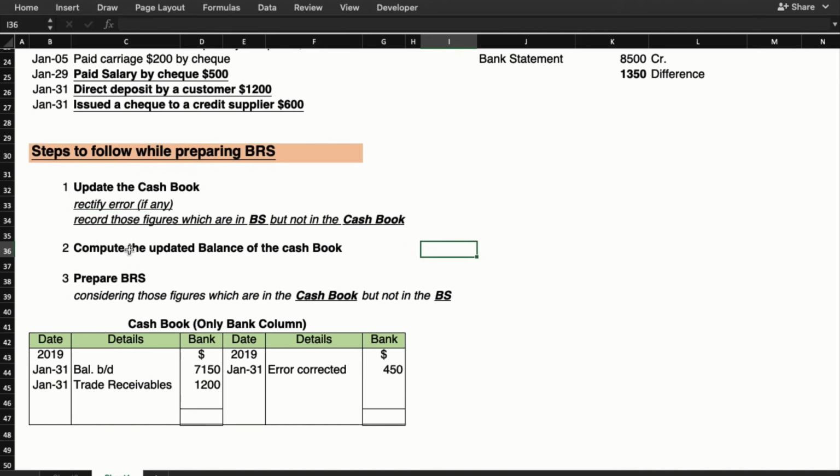Now what is the step number 2? Compute the updated balance of the cash book. So let's see. So for that first I will make total of debit side, and total of debit side is 8,350. Same total I will write here, and from this total I will subtract this 450. So the new updated balance of the cash book is $7,900. Balance carried down. So Jan 31st. So after following first step, the new updated balance of the cash book is $7,900.